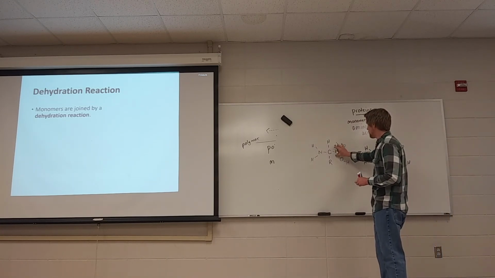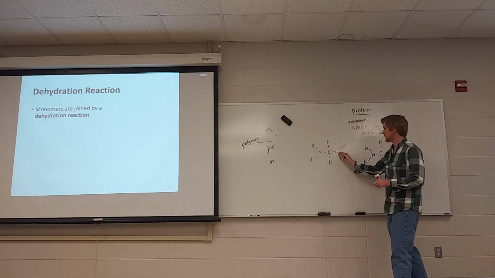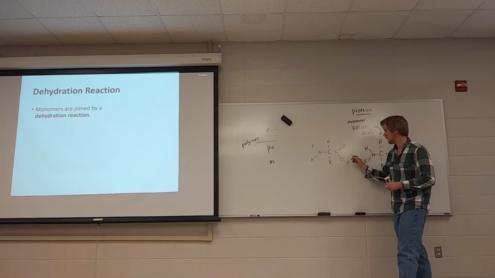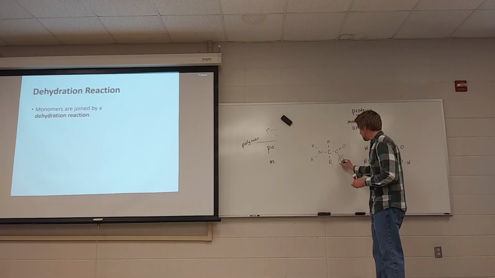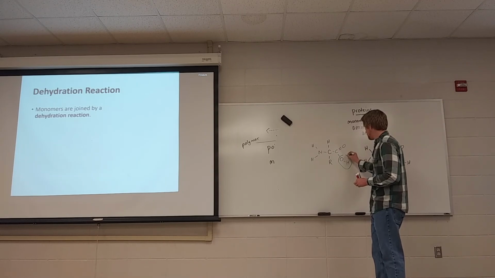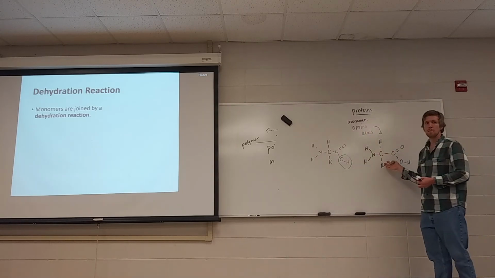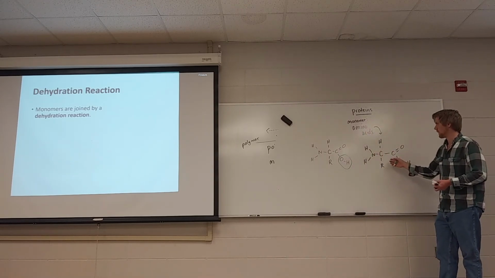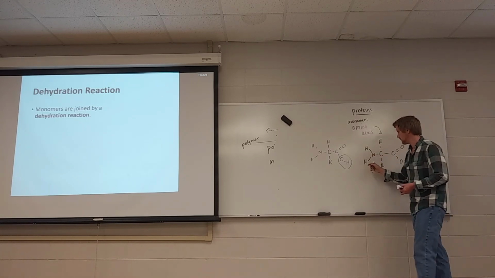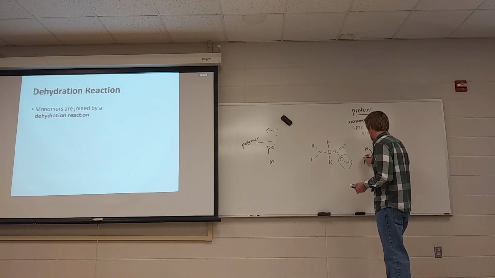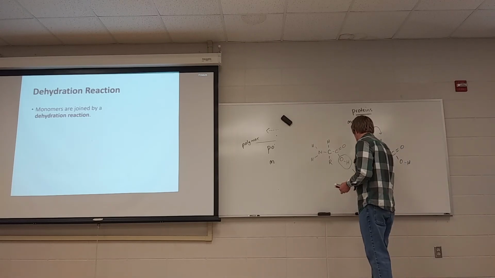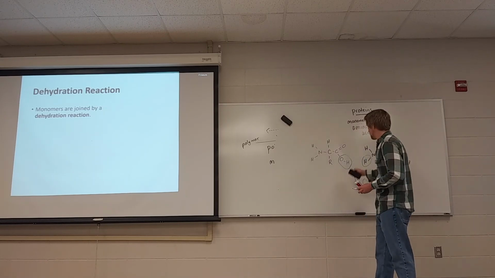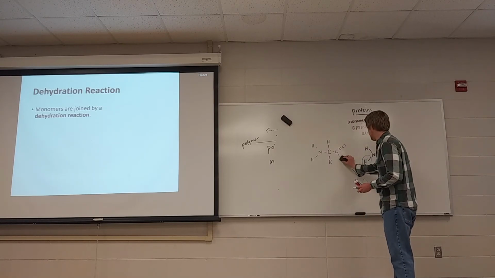So, one amino acid, you look at the carboxyl end and take out the O and the H. On the other amino acid, you look on the amino end and you take out the H. Last I checked, that gives us H2O. And these guys are gone.